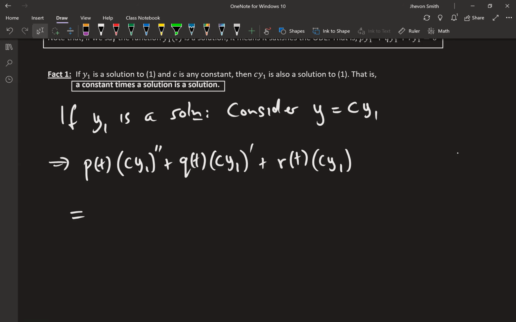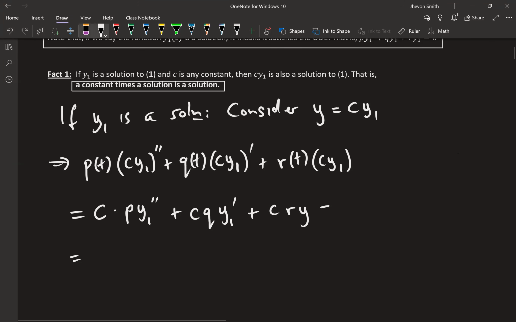That is going to be equal to, well, it's a derivative. A derivative of a constant times a function is just a constant times the derivative of the function. So I can actually factor out a c, and I would have p y1 double prime. Here I can factor out a c, I would have q y1 prime. In the last one, I can factor out a c, I would have c times that. That is, of course, equal to, well, c is a common factor. I can factor it all out.